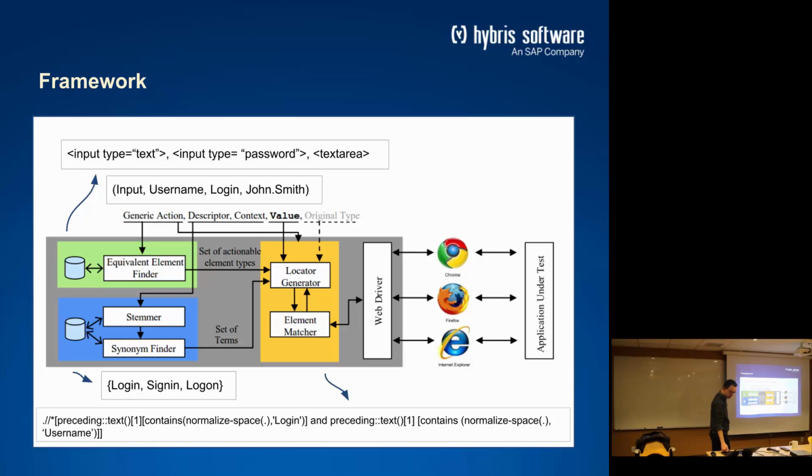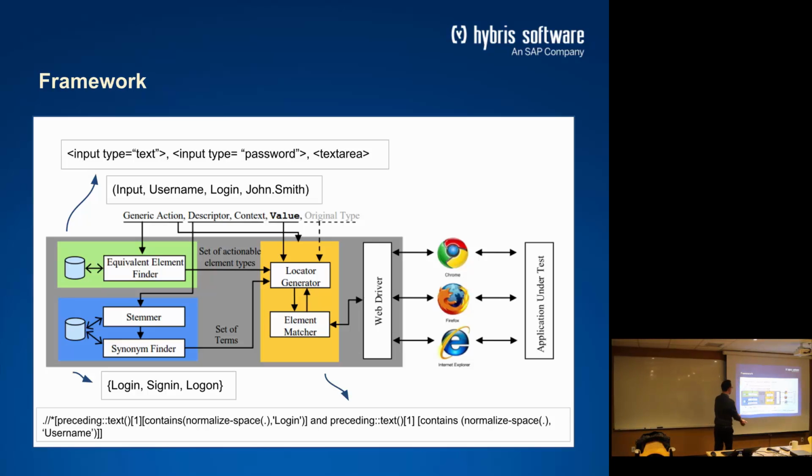Then it passes. Another thing that we talked about was, let's say, logging, right? A login can change to signing, to log on. So we have another module here, which first does stemming, and then it finds a synonym of the same words, right? So basically, it finds whatever value that we have here. It tries to find a synonym of those things, and so we have a set of synonyms, and we give it to our locator generator, which is the orange box.